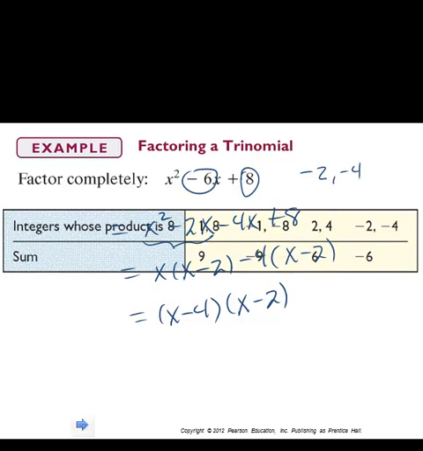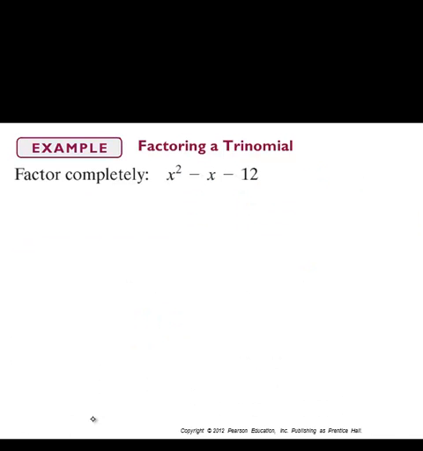All right? Moving along here. Here we have x squared minus x minus 12. Think about two numbers whose product is negative 12, but whose sum is negative 1. And the answer is negative 4 and positive 3. So you can rewrite the polynomial as x squared minus 4x plus 3x minus 12.